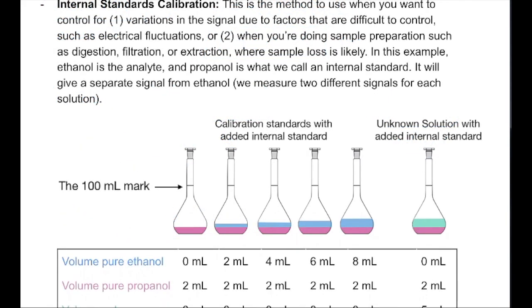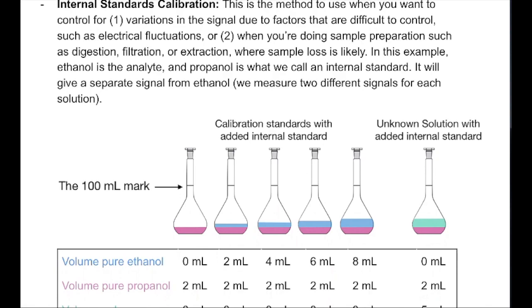So the next method I want to talk about is called the internal standards calibration method. Now it's very common that students will mix this method up with the standard addition method. So try and separate these in your mind because they are quite different. So the standard addition method, the method that I talked about previously, is used when we have a complex matrix and we want to make sure that we can match the sample matrix with the standards.